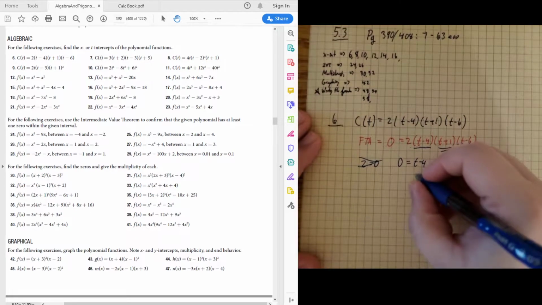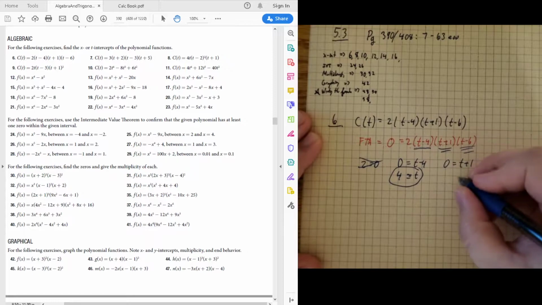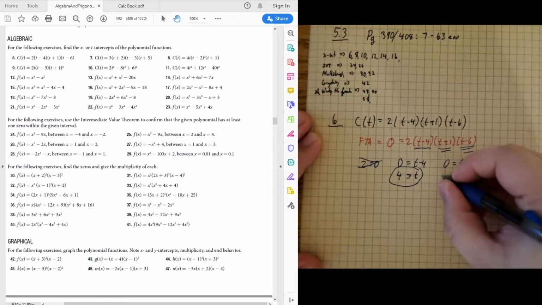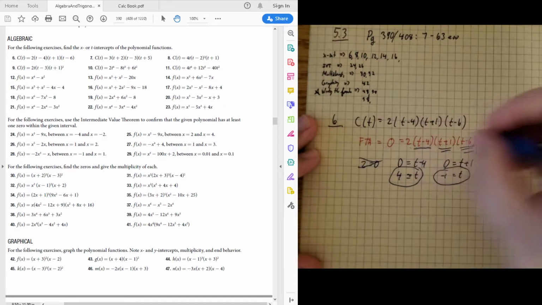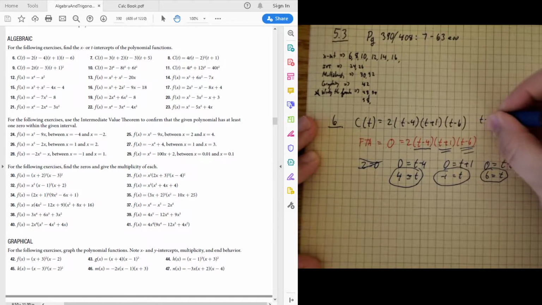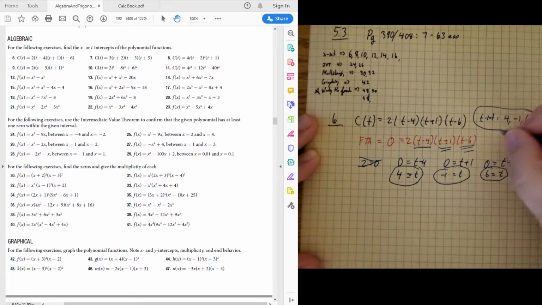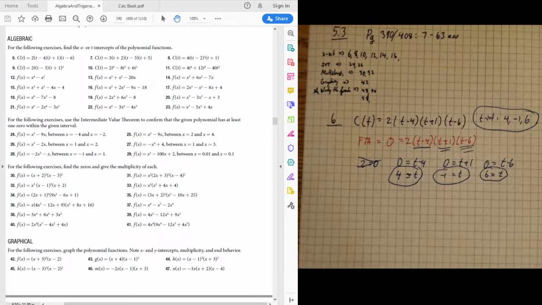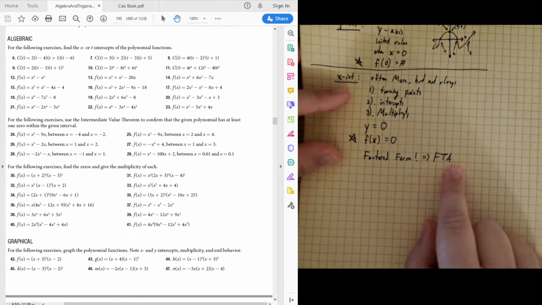So this allows me to use algebra by adding 4 to both sides, by subtracting 1 from both sides, and by adding 6 to both sides, to find the 3 intercepts of this problem, which would be 4, -1, and 6. This is the primary and easiest way to determine when you have your x-intercepts. So by and far, when possible, you want to use the factored form and the fundamental theorem of algebra.